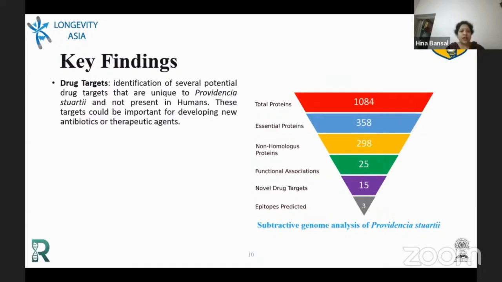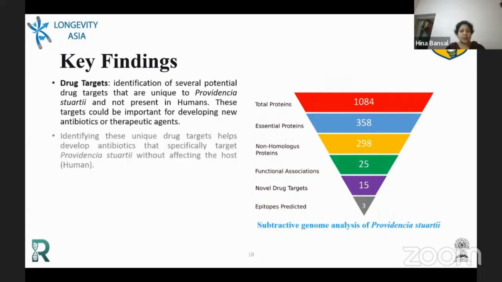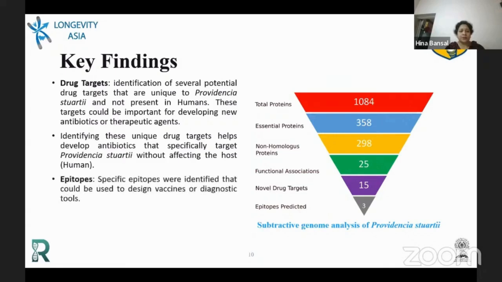The key findings are the identification of several potential drug targets that are unique to the pathogen and are not present in humans. These targets could be important for developing new antibiotics or therapeutic agents. Identifying these unique drug targets helps develop antibiotics that specifically target the pathogen without affecting the host. Specific epitopes were identified that could be used to design vaccines or diagnostic tools, and this can aid in creating vaccines that elicit a strong immune response against the pathogen.